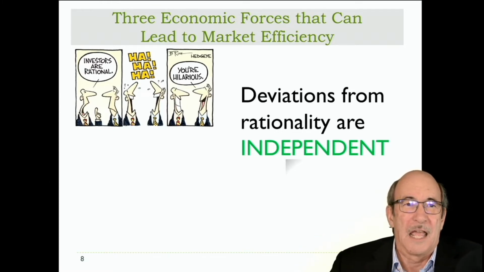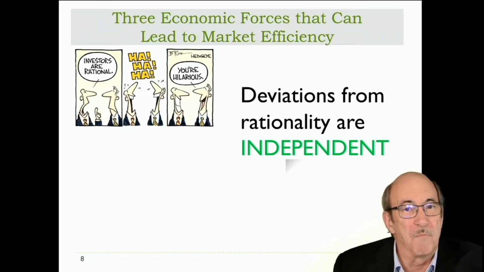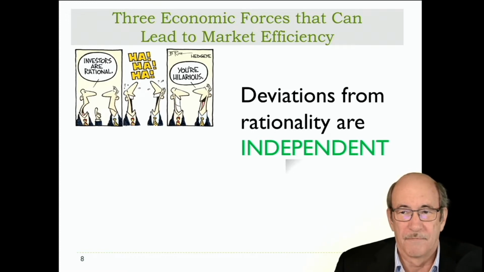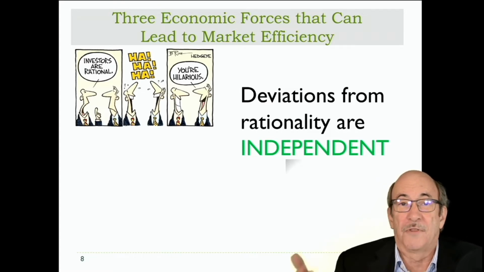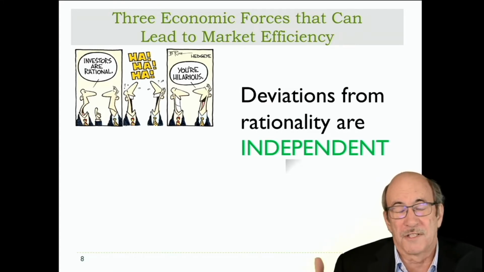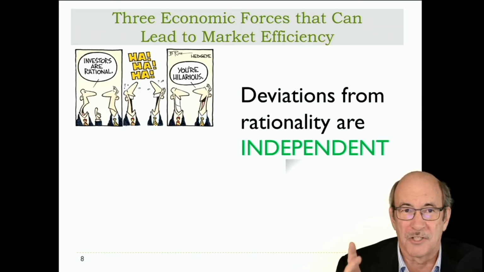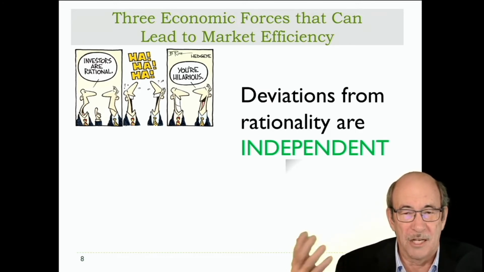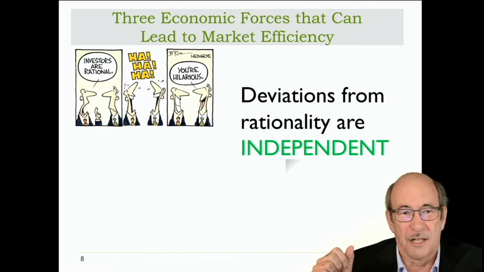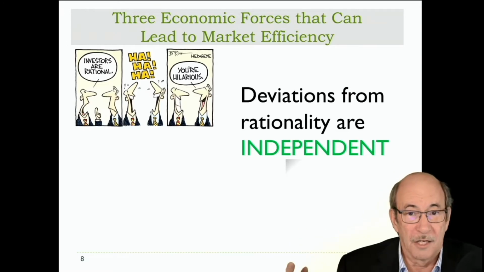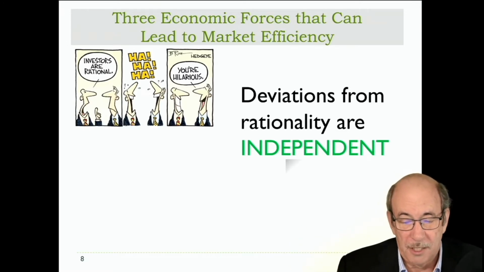Independent meaning that if I'm irrational in one way, maybe I'm bullish on a stock. Let's say we've got a stock whose price is actually fair, and I think it's undervalued, so I want to buy it. You think it's overvalued, so you want to sell it, or rather, short it. So we're both irrational, but if we both act on that irrationality, my buying, your selling, cancels each other out. That's the idea of independent irrationality. So deviations from rationality are independent. They'll cancel out, and we end up with a zero at the end of the day.